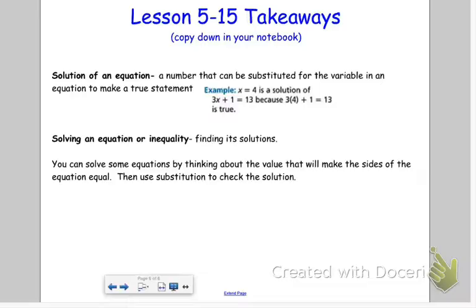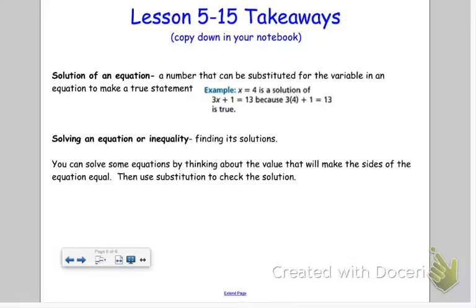So here are the takeaways. The solution of an equation is a number that can be substituted for the variable in an equation to make a true statement. And when you're solving an equation or even solving an inequality, that basically means find its solutions. Tell me what does your variable equal? Or could it equal? If it's an inequality, it could have multiple solutions.